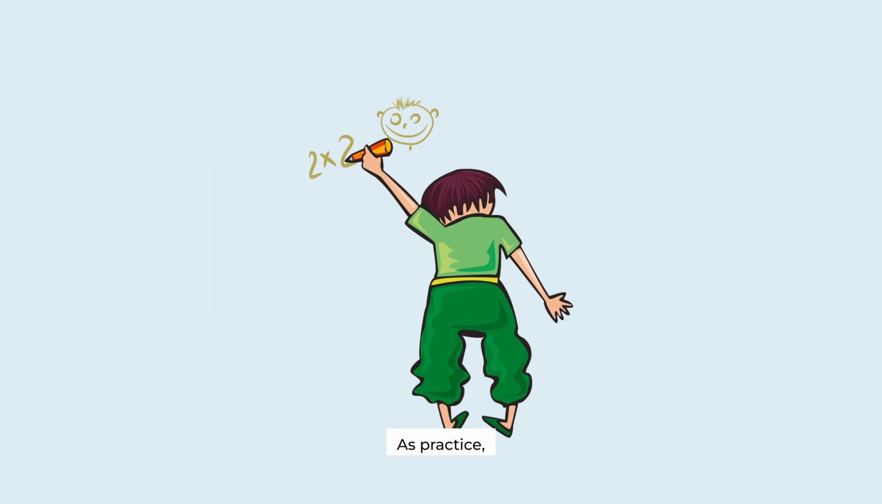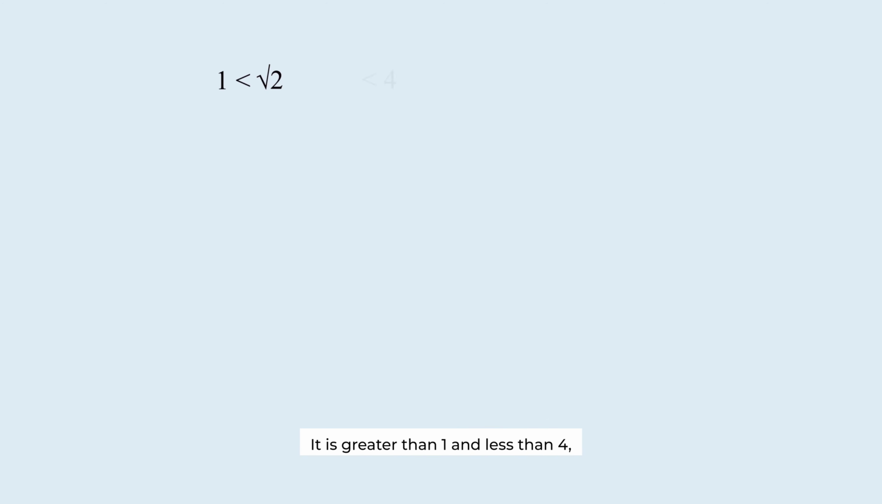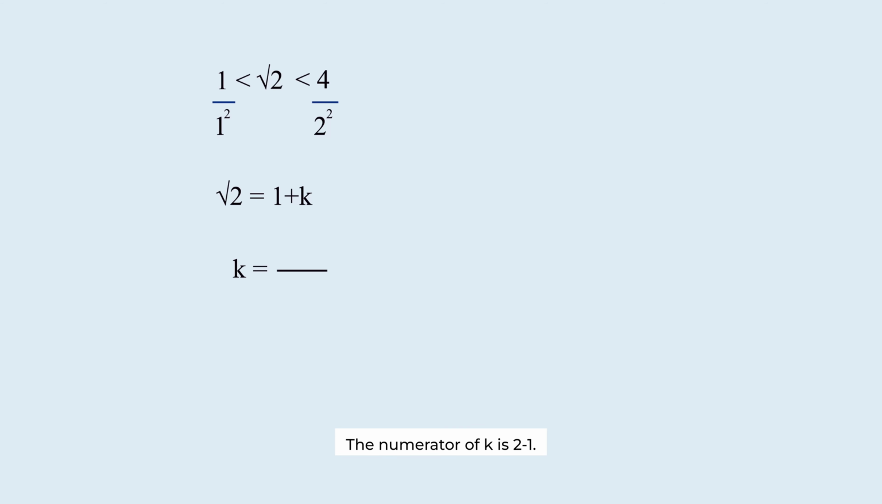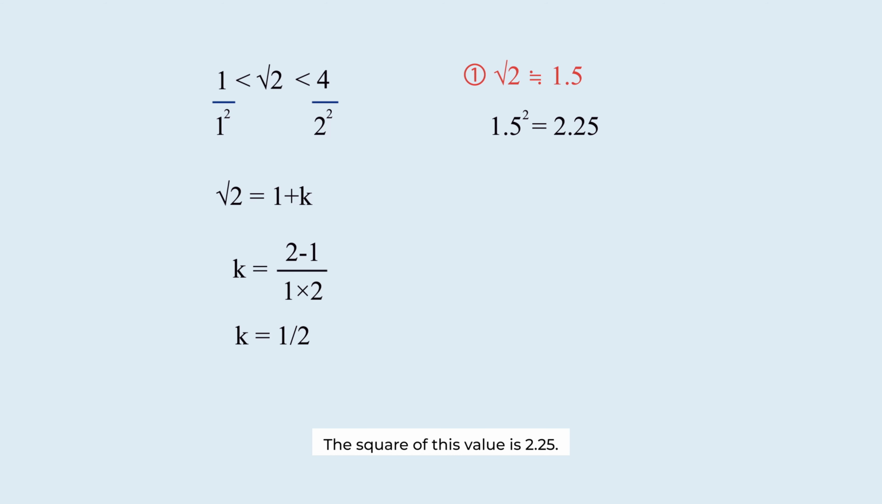As practice, try calculating root 2. It is greater than 1 and less than 4, greater than 1 squared and less than 2 squared. It is 1 plus k. The numerator of k is 2 minus 1. The denominator of k is 1 times 2. Since k is a half, the first approximation is 1.5. The square of this value is 2.25.